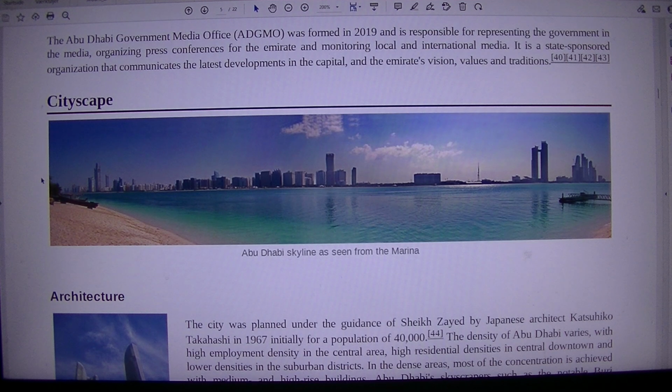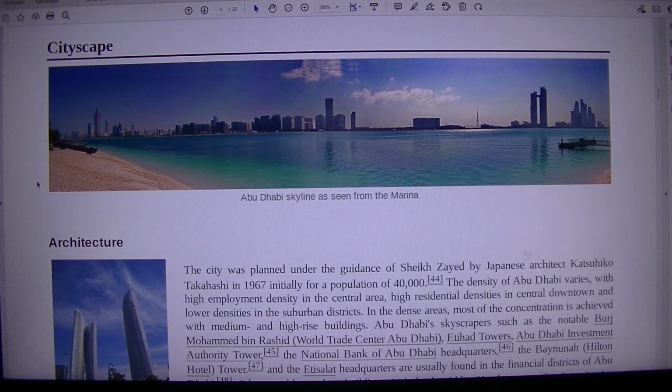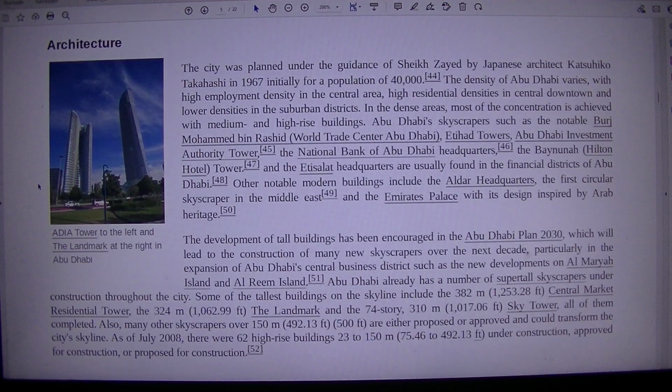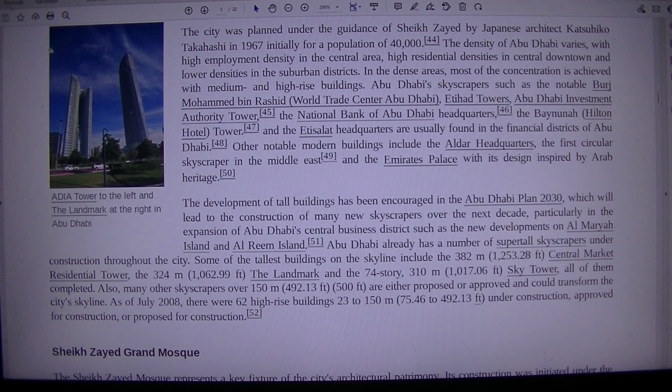Cityscape. Abu Dhabi skyline as seen from the marina, with ADIA Tower to the left and the Landmark at the right. The city was planned under the guidance of Sheikh Zayed by Japanese architect Katsuhiko Takahashi in 1967, initially for a population of 40,000.